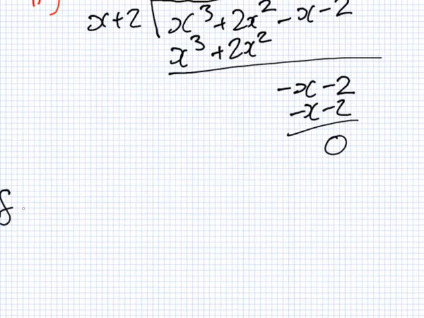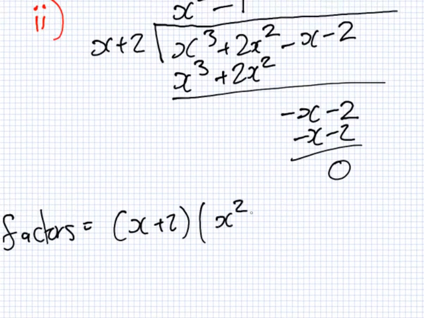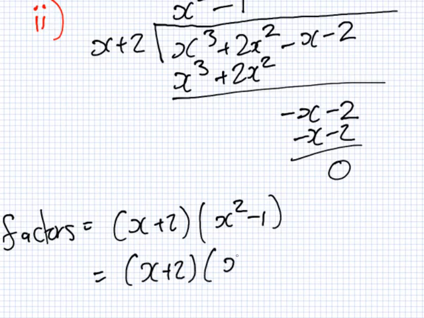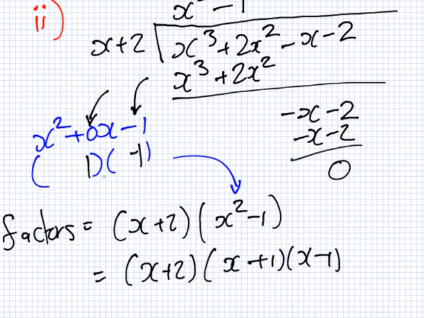So the factors would be x plus 2 times x squared minus 1. Which would be x plus 2 times x plus 1, x minus 1. And if you want to see why, you can change that into x squared plus 0x minus 1. So you need two numbers that add to make 0 and multiply to make minus 1. That can only be 1 and minus 1.